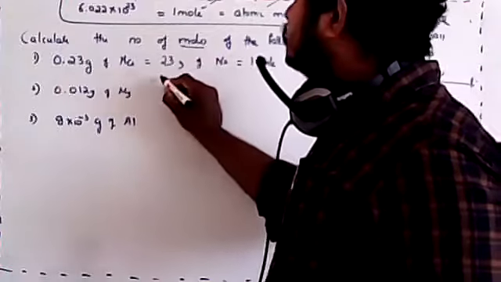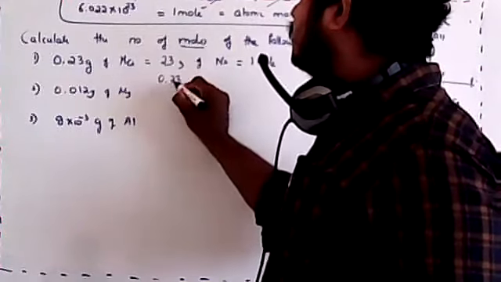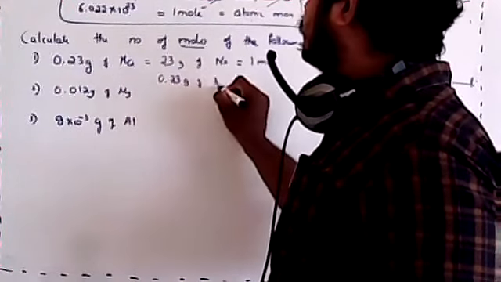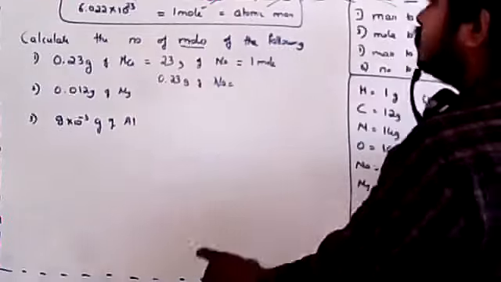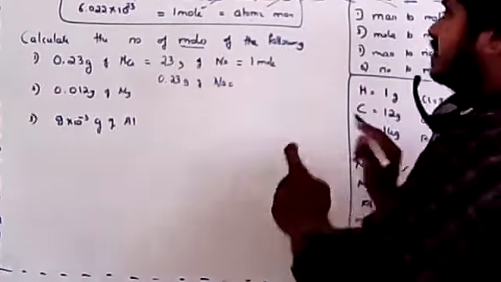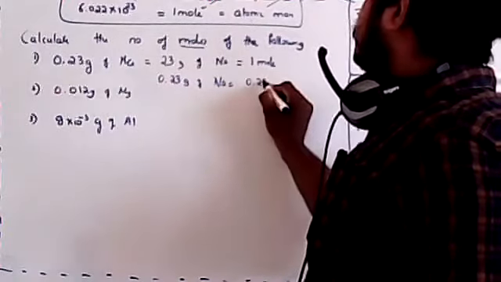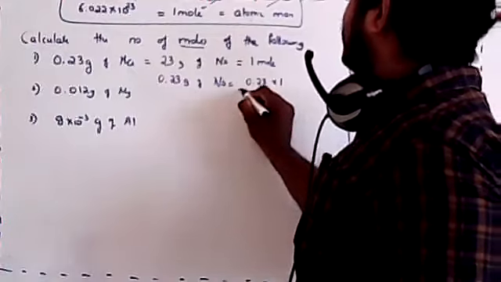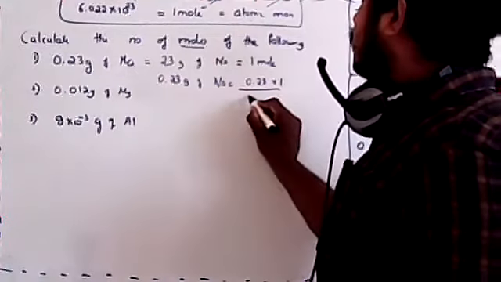So now write 0.23 grams of sodium will be equal to, so cross multiply this into this, that is nothing but 0.23 into 1 divided by, what is this now? 23.